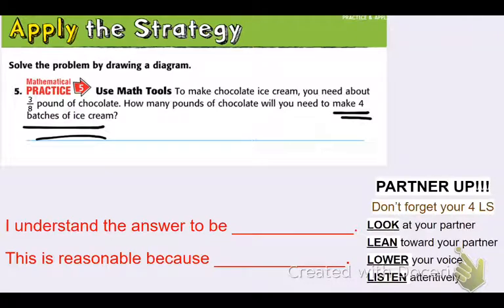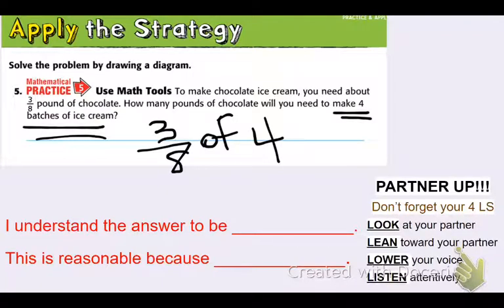Okay, well, I need 3/8 a pound for every time I make some chocolate ice cream. But I don't want to make just 1 pound. I want to make 4. So what is 3/8 of 4?